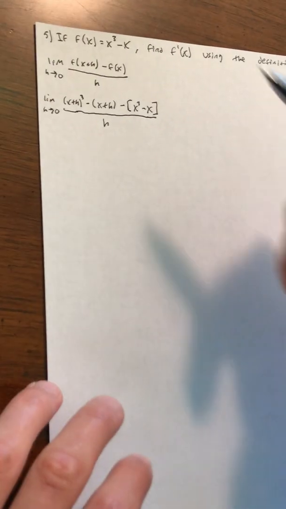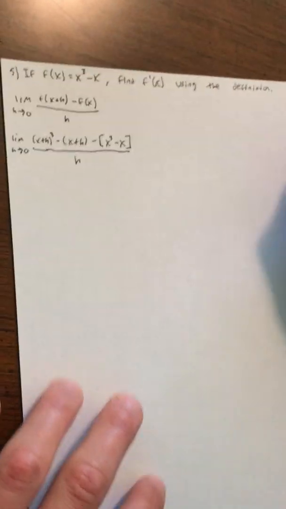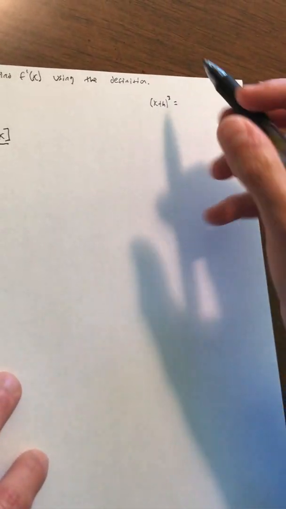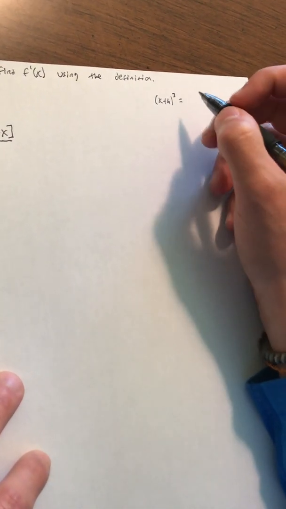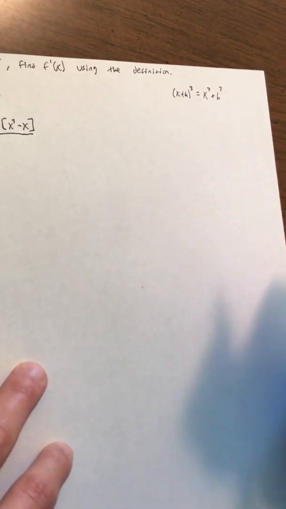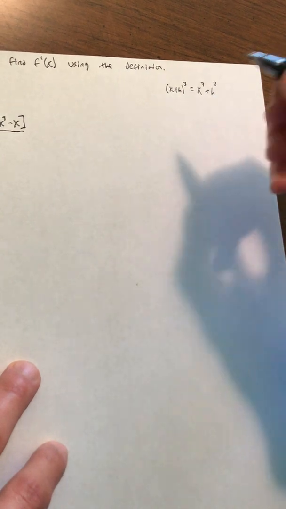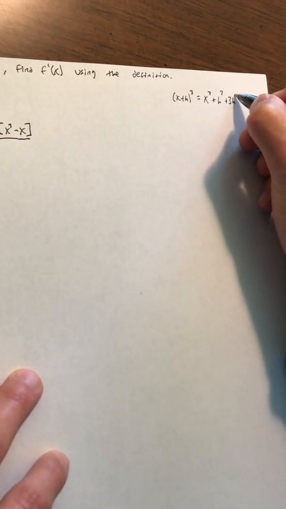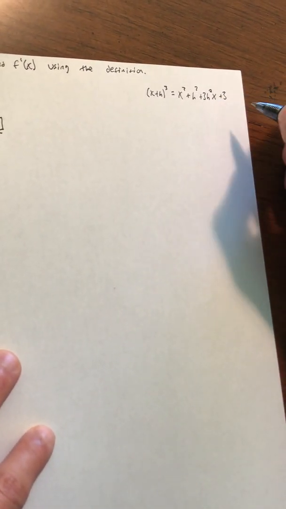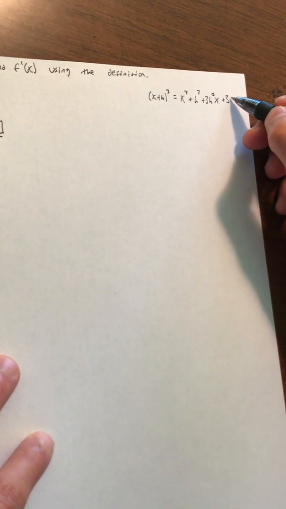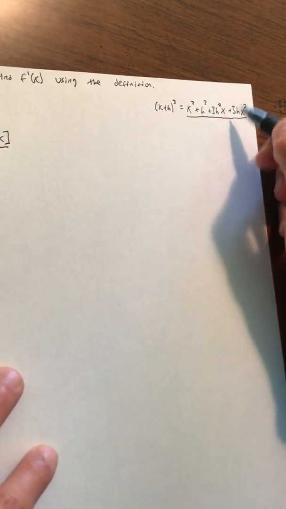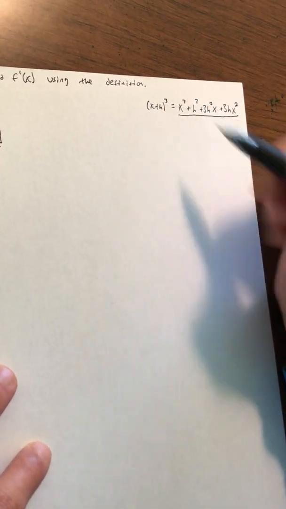To simplify this, the first step is to do x plus h cubed. So I'll do that over here. We have x plus h cubed, and we know that we will have an x cubed, and we will be adding an h cubed. For the in-between, we will have a 3h squared times an x, and the same just for x, plus a 3h times x squared. So this is the simplified version of x plus h to the third.